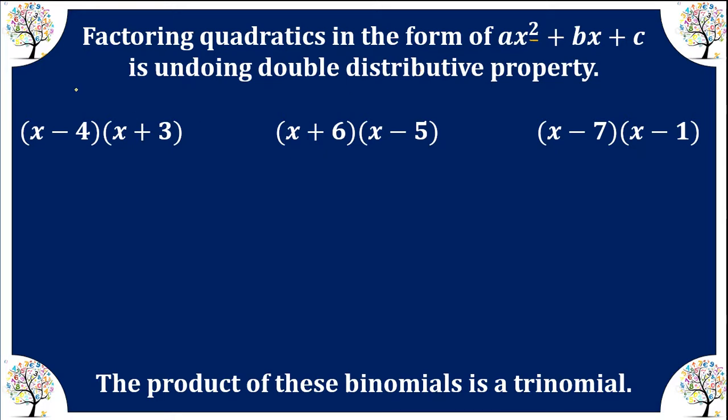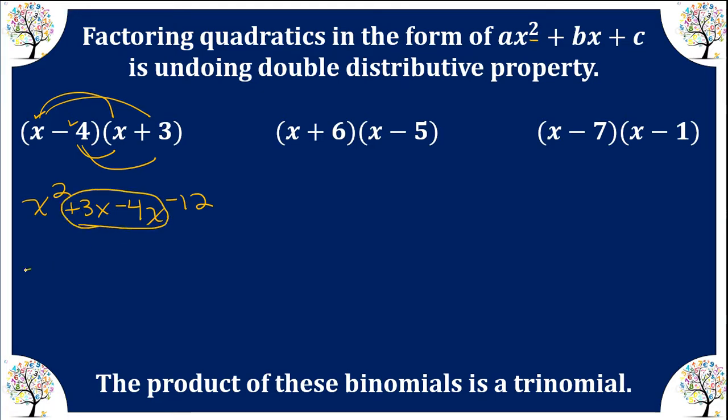So let's recall how to double distribute. We have two binomials and we're going to distribute the x and then the negative 4. When we distribute x, we get x squared plus 3x. Now we're going to distribute the negative 4 to give us negative 4x minus 12. So we originally have 4 terms, but we're going to combine the two middle terms, our linear terms, to give us a trinomial.